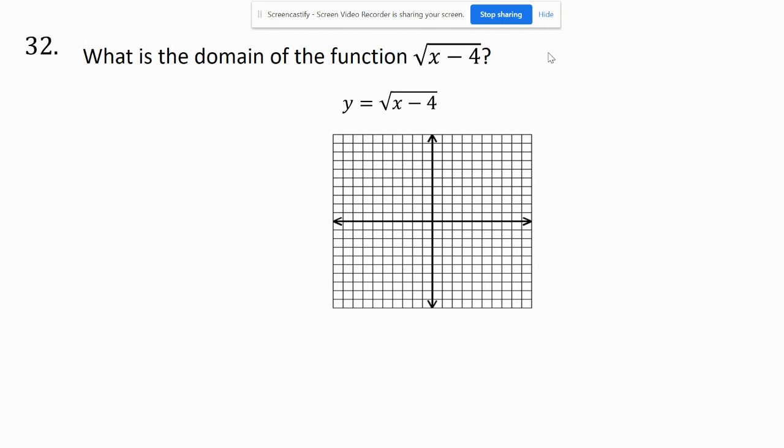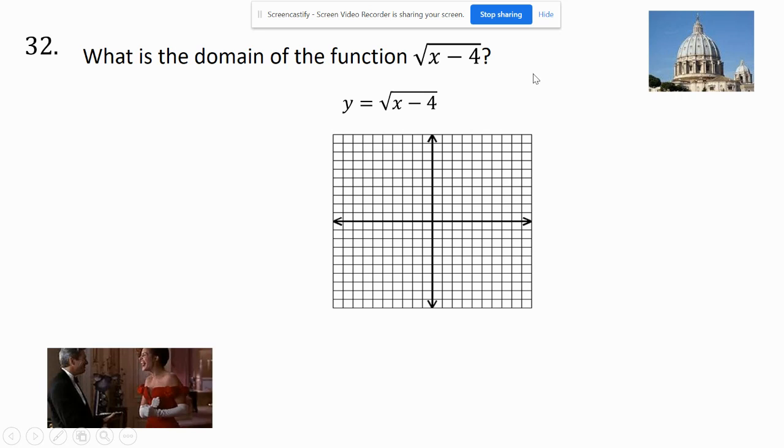What is the domain of the function square root of x minus 4? Well, first off, I can go to my calculator and graph it, which I kind of like to do, as I can see by graphing it that it looks like we're looking at values like 4 or larger.